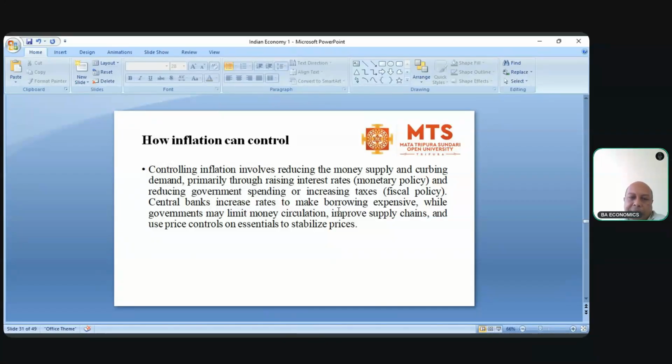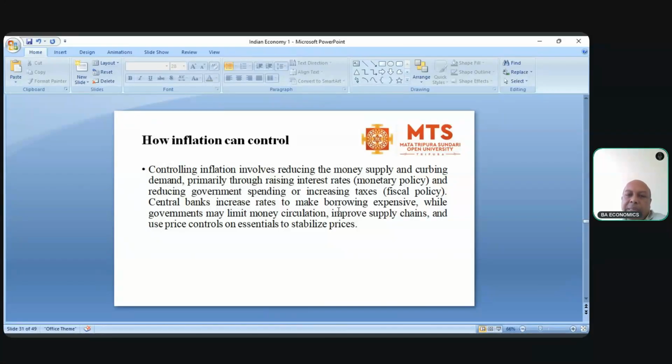and reduce money supply. If the government increases the rate of interest on savings accounts, then people will save more money in the bank. And if people save more money in the bank, then demand for products will decline. And if demand for products declines, then the inflation rate will also be less. During high inflation time also, the government always tries to reduce money supply.